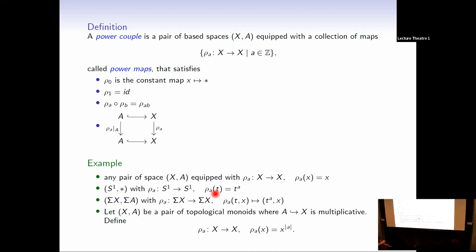And also we can use this power map of S1 to induce a power map on any pair of suspensions. So we just define rho A of t x to be t to the power A comma x. And another source of examples of power couples is, let's say we have a pair of topological monoids X, A, then we just define rho A to be the A-fold power of X onto itself. Okay, now if we have the power map, then we can generalize our constructions.